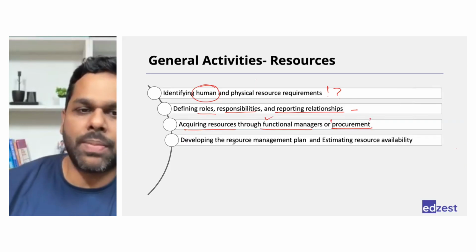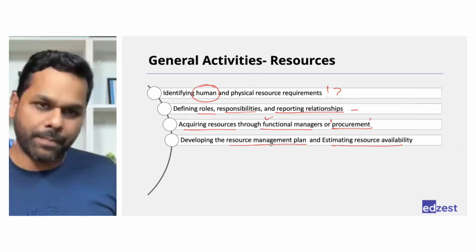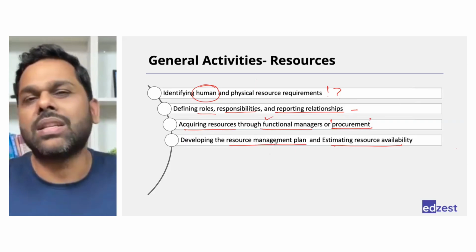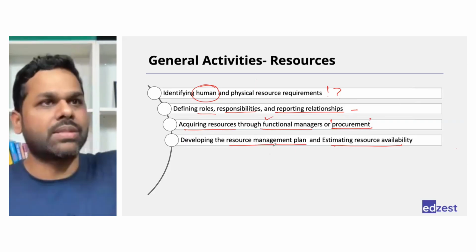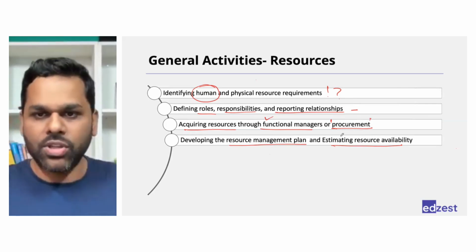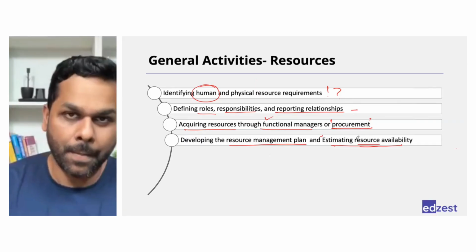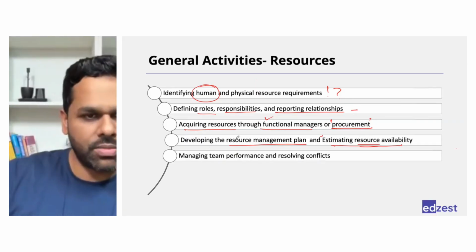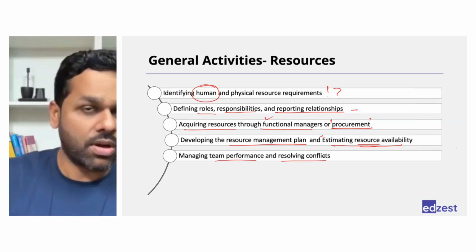We'll also be developing a resource management plan and estimating the resource availability. So we'll be talking about how we are going to manage these resources. How will we develop this team into the best team possible? We'll also be estimating what type of resources are needed in the project. Then when the team members are working, we need to manage the team performance. And if they are having any conflicts, we need to resolve those conflicts as well.